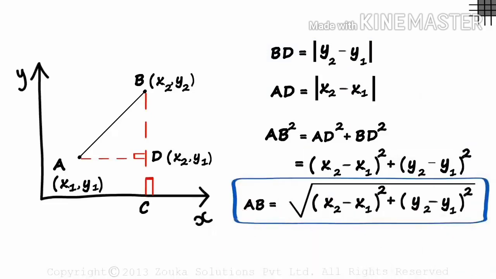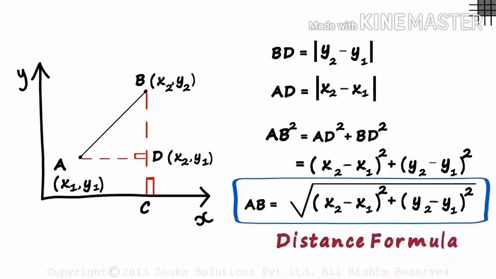Now the formula has been generalized. All we need to know is the coordinates of the two endpoints and we can just feed it into this formula. Notice that x1 and y1 are coordinates of point A and x2 and y2 are coordinates of point B. This, by the way, is called the distance formula.